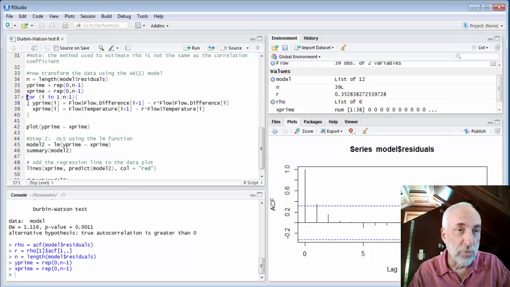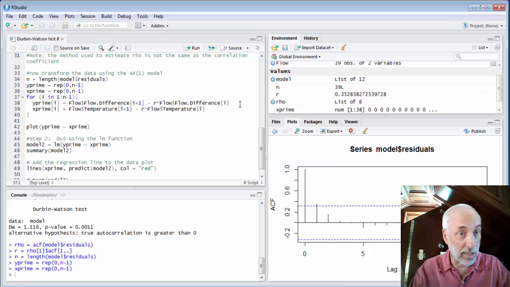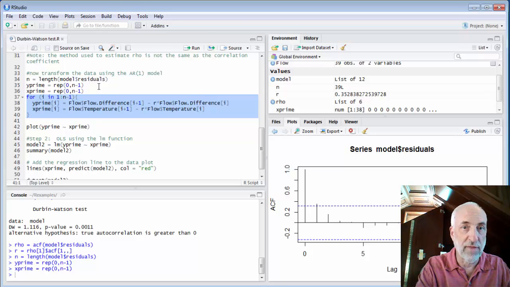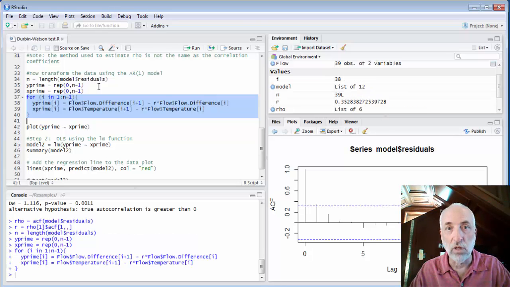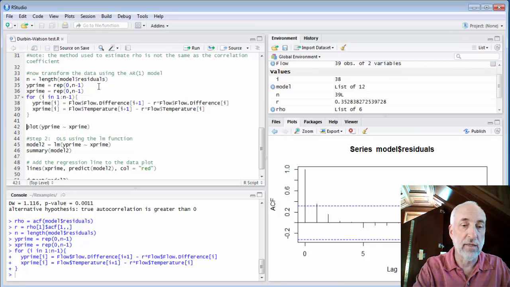To do that, I'll do a for loop for i in 1 to n minus 1, so 1 to 38. I will assign to y prime the flow difference of data point 2 minus r times the flow difference of data point 1, incrementing up through all of the data. Same thing for x prime. When I execute all of that, I now have all of the data I need in the transformed coordinates.